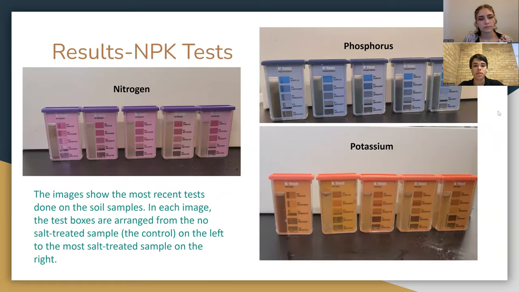So these kits, as you can see right here, were the ones that we would use. Each one of these was filled with water to a dotted black line in the clear window, and each of them had a respective indicator powder that was put in there. Then both of these were shook vigorously in order to mix the water with the indicator solution. And then after sitting for approximately 2 minutes, we would record to the best of our ability what each color indicated.